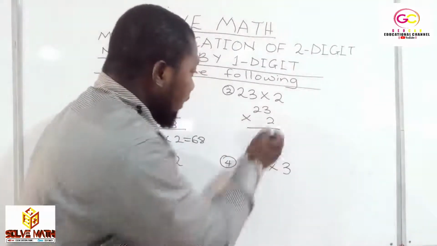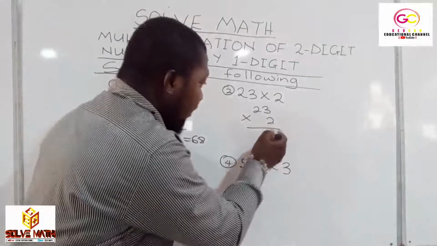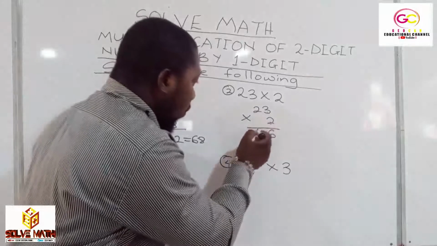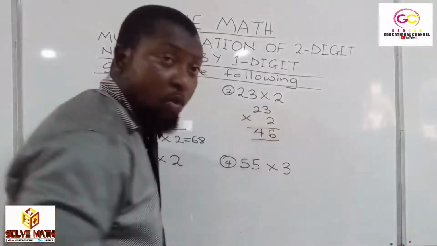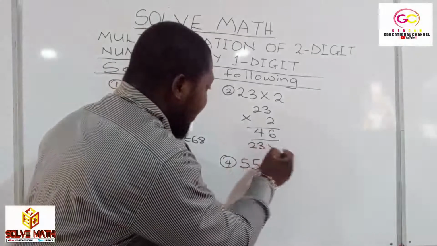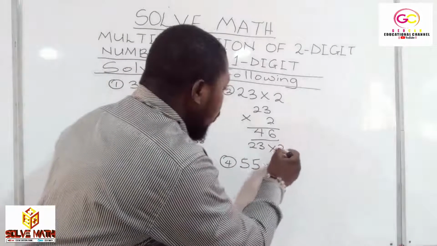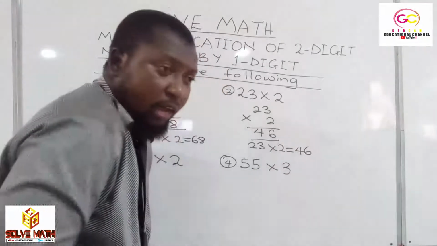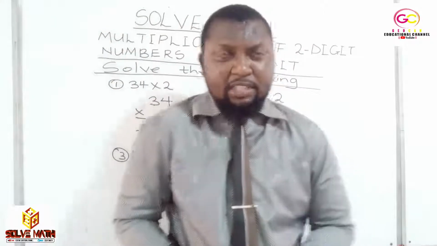So let's do that. 2 times 3 will give us 6, so it's in line. 2 times 2 is 4, so 4 is in line. What does this mean? It means that 23 times 2 should give us what? 46. I believe you got that. Fantastic. It's easy, right?